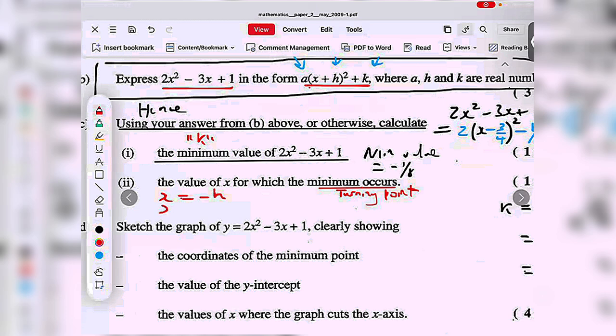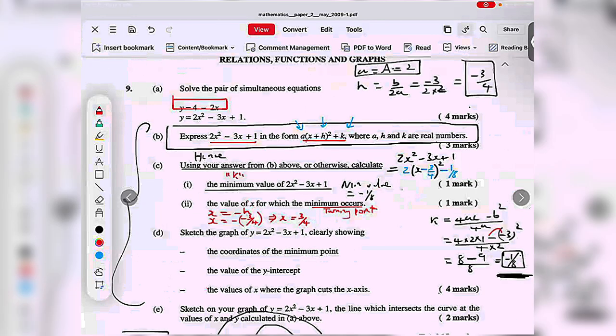Now, what was the value that we got for h? What did we get for h earlier? -3/4, girls. That's good. So when you work out this now, negative of negative is equal to positive. So x then must be equal to +3/4. So the graph is turning at 3/4.